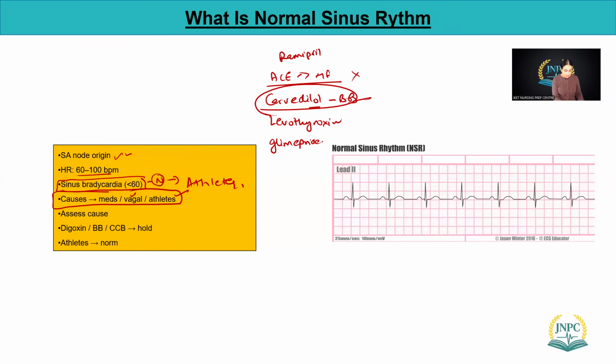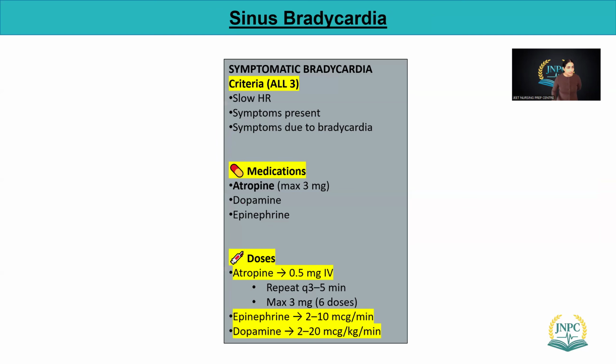I always assess the cause. Sinus bradycardia is important because it can reduce the cardiac output. We need to remove that. Okay. So there are other medications, digoxin, beta blockers, calcium channel blockers. If the patient is on them, hold those medications. And if it is an athlete, as I said, it is normal for them. So for sinus bradycardia, these are very important protocol. First thing we want to make sure, is it our client's baseline? If it is baseline, they will be asymptomatic. If they are asymptomatic, do we need treatment?